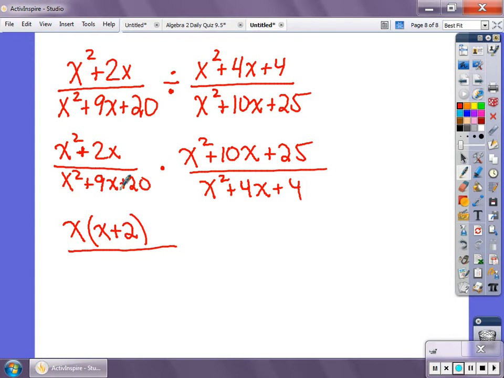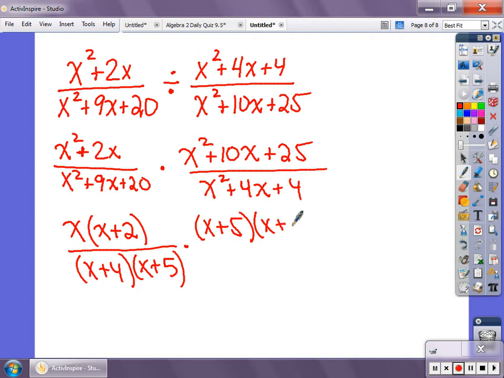Down here, factors of 20 that add up to 9: x plus 4 and x plus 5. Over here, factors of 25 that add up to 10 will be 5 and 5. And then here, factors of 4 that add up to 4 are 2 and 2.